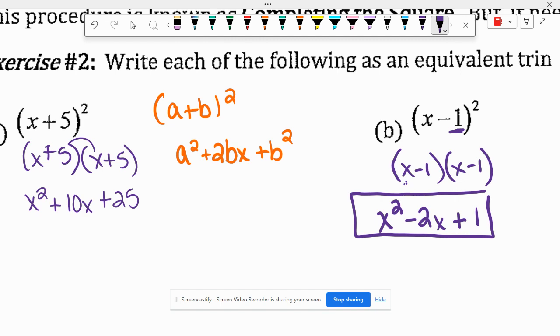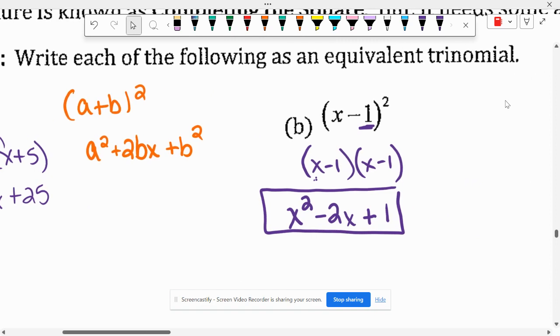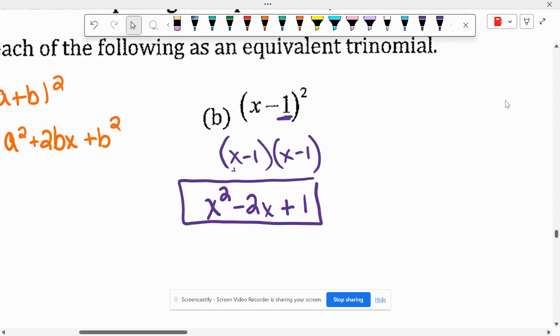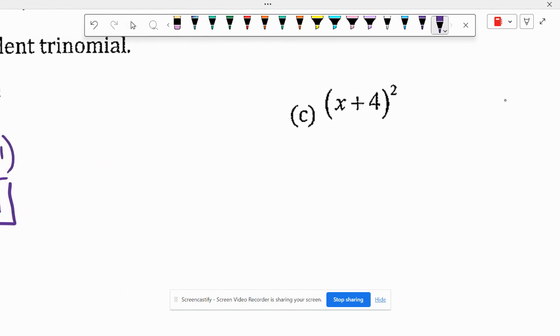I'm just doing this because I want you to easily be able to take the first term of your vertex equation and square it quickly. I don't want you to have to keep writing it out and FOILing it. So again, using that same pattern, if this is written like this, a plus b, the quantity squared, I'm going to take a squared plus 2 times the b term times x plus b squared. So what's this going to become?